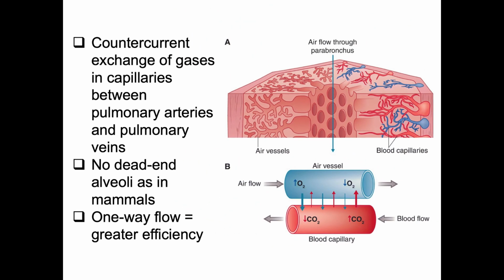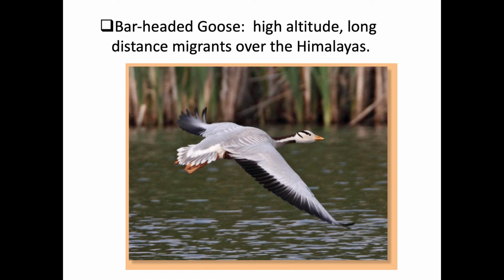And this is a one-way system of airflow vessels. There are no dead-end alveoli as we see in mammals. And this one-way flow of air lends to a much greater efficiency of absorbing oxygen and getting rid of CO2 as we see in birds compared to mammals. And this has allowed birds to do some pretty remarkable things. So bar-headed geese can fly at some incredibly high altitudes and for very long distances. They actually fly over the Himalayan mountains during their migration, which is an area of very rarefied air. It's not something any mammal could accomplish.